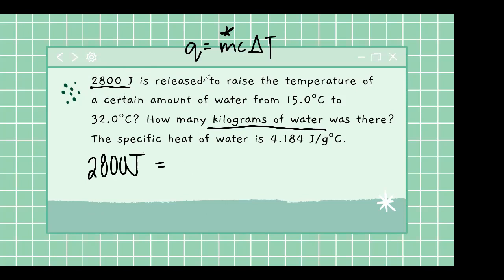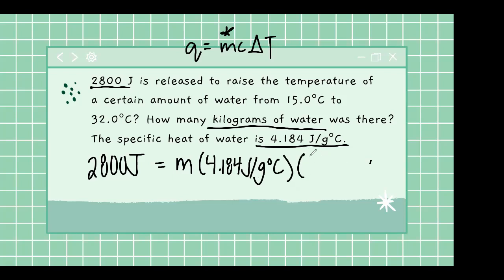Joules, okay, and then that is released to raise the temperature of a certain amount of water from 15 to 32 degrees Celsius. And we already know that we're solving for M, so we'll put that variable in. We already know that the specific heat of water is 4.184 joules per gram degrees Celsius, and then of course delta T, which is 32 degrees Celsius minus 15 degrees Celsius. Okay, there. So any questions on how we set up the equation?